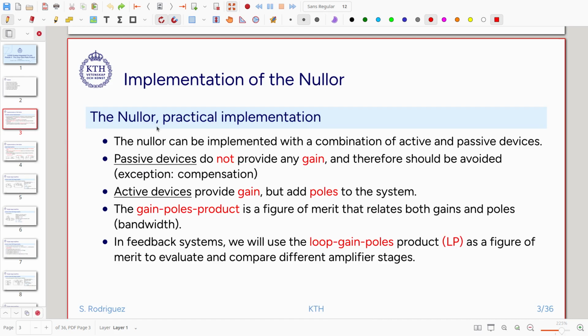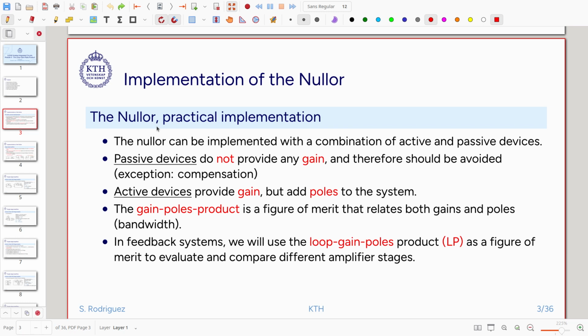Now the Nuller can in principle be implemented using a combination of different electrical components. We have to remember that passive devices like resistors, capacitors and inductors do not provide any power gain, and therefore we should avoid using them inside our Nuller unless it is strictly necessary, for instance when we are doing compensation. Then we have active devices. They convert DC power to AC gain, but the problem is that first they are non-linear, and second they come with capacitors and add poles to the system. So somehow they also limit the bandwidth of the whole system.